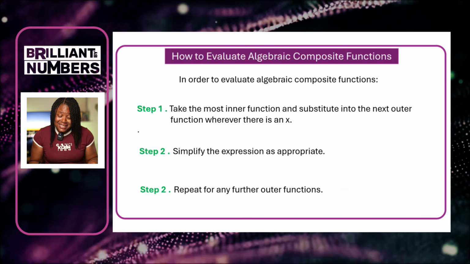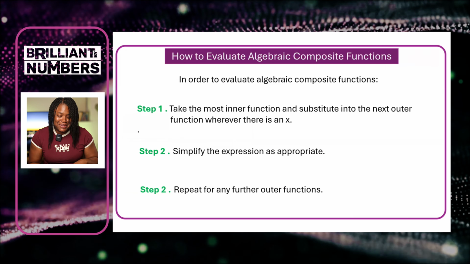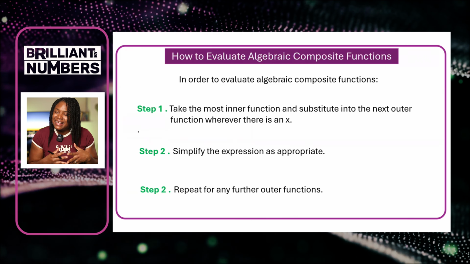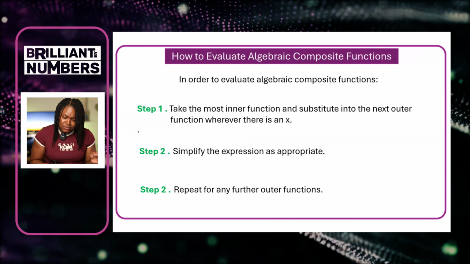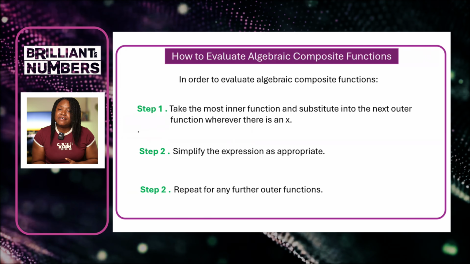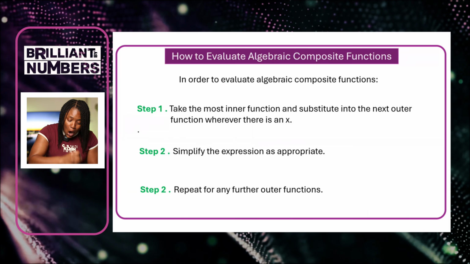Now we're going to move over to looking at the algebraic composite functions. So 3 quick steps here. Obviously, I missed a count there because I had step 1, step 2, and step 2 again. So that should be step 3 for the final one. So in order to evaluate an algebraic composite function, step 1, pretty much the same. We need to take the innermost function and substitute it into the next outer function.